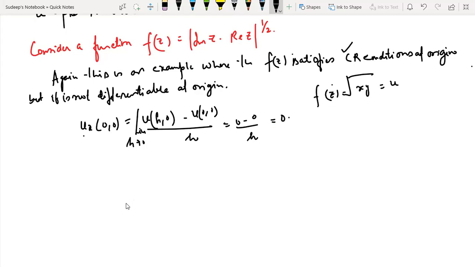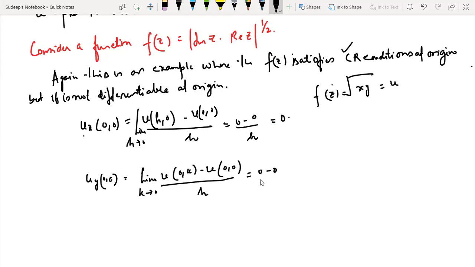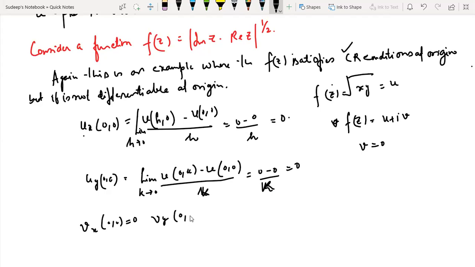Okay. What would be uy at (0, 0)? Clearly uy at (0, 0) would be equal to the limit as k tends to 0 of u(0, k) minus u(0, 0) divided by k. Again, it is equal to 0 minus 0 divided by k, and certainly it is also equal to 0. vx is already 0 because v here is nothing, since there is no iota component here. So function f(z) is equal to u plus iota v, and v is clearly 0 here. So vx at (0, 0) would be 0, and vy at (0, 0) would be 0.